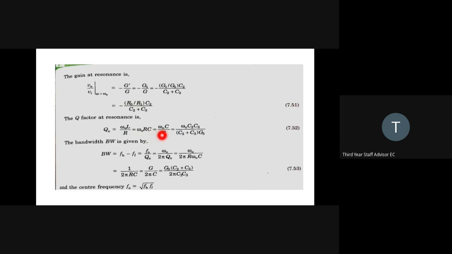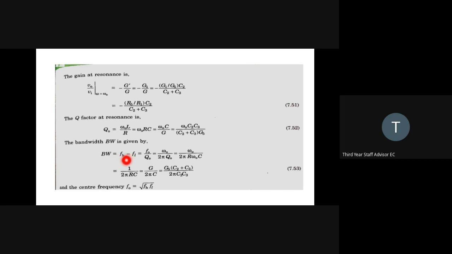Okay, you can substitute for C and G. So you will get the quality factor you obtained. Next you can calculate the bandwidth. So what is bandwidth? Bandwidth will be equal to the upper cutoff frequency minus the lower cutoff frequency.